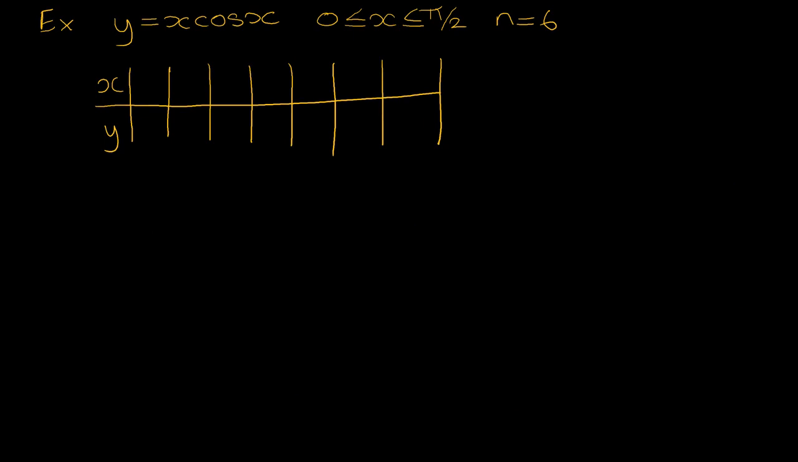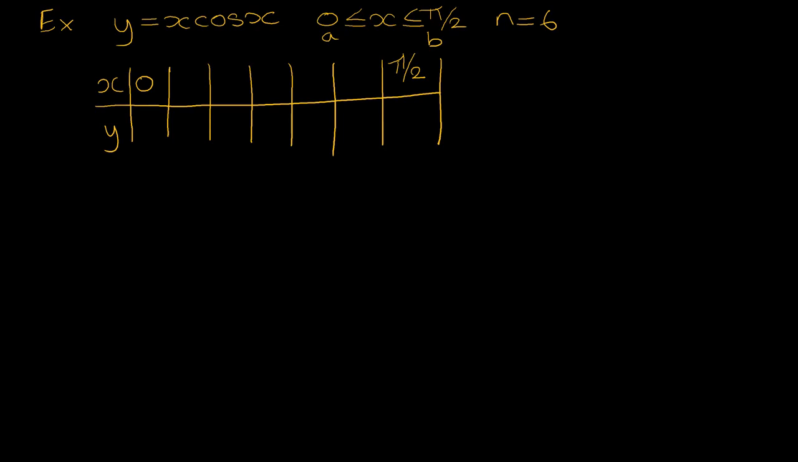So for this example, we've got y equals x cos x, and we're limited, so our a is 0 and our b is pi over 2, and we've been asked to use n as 6. So n, remember, is the number of strips. So we're going to start with 0, we're going to end with pi over 2. Now to get 6 strips, we're actually going to have 7 lines. Think about it and it will make sense.